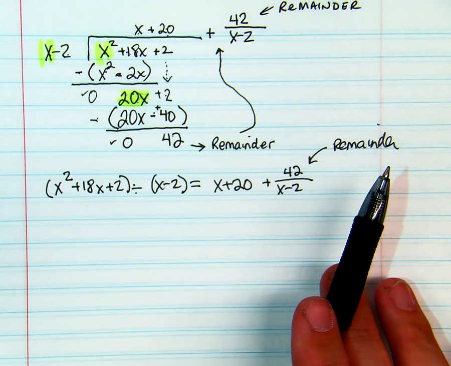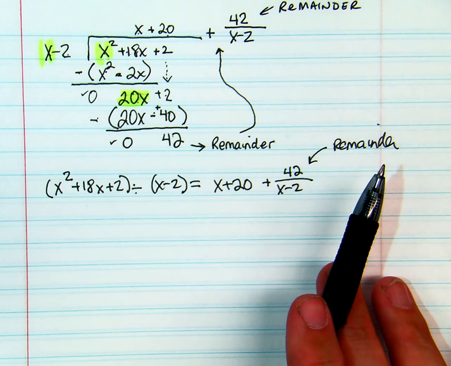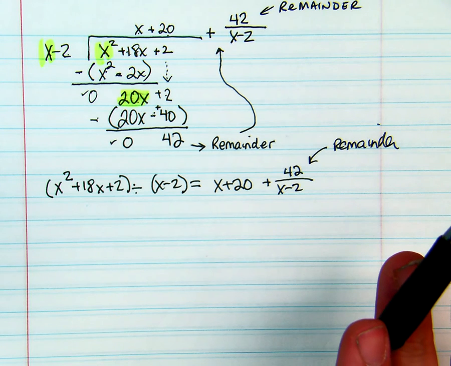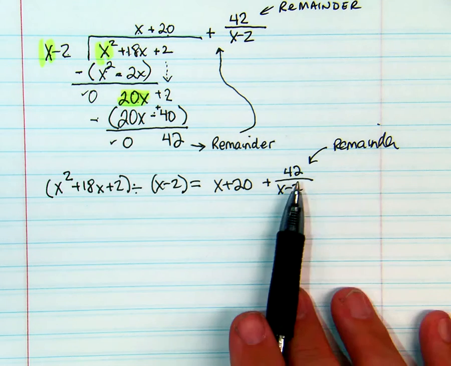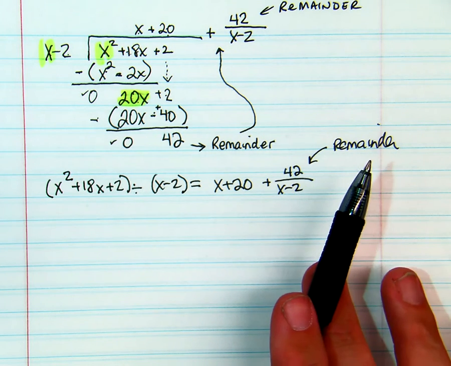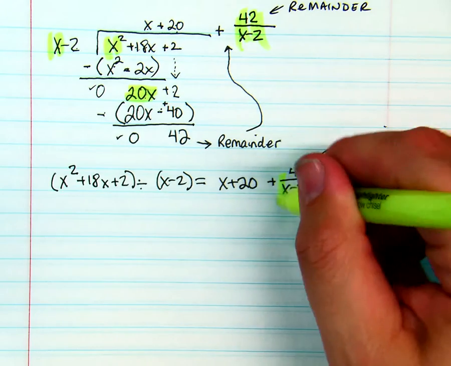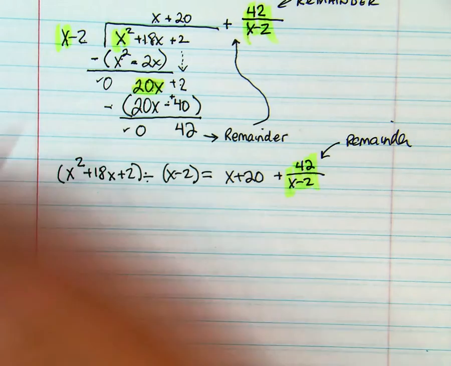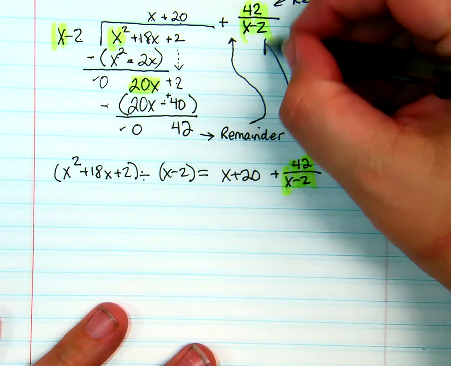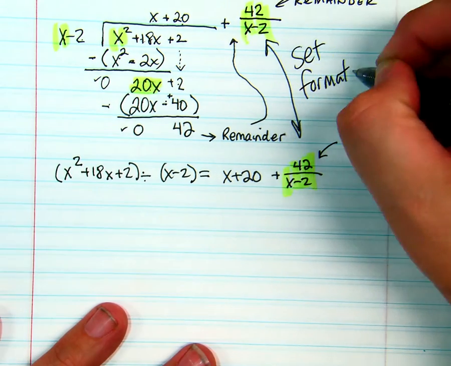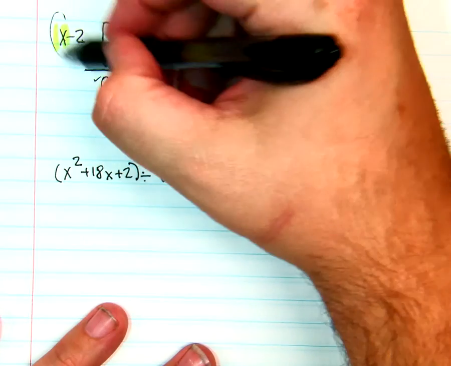So just like before when we had remainders, in this case, we end up with a remainder. So don't overthink this, because this is the format. This is right here. This is what we call a set format. X minus 2 came from right there.